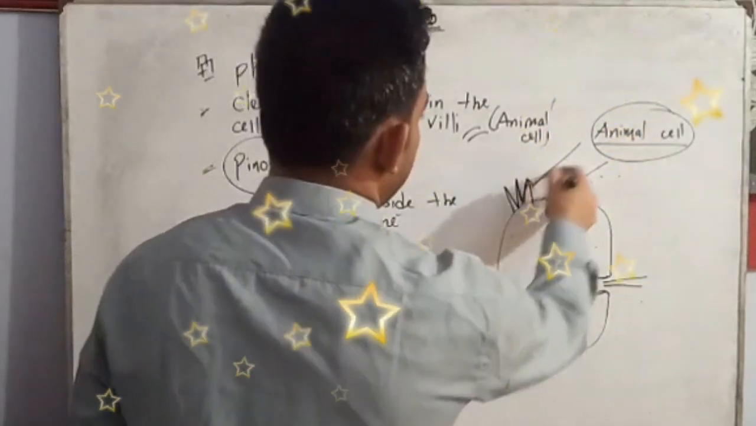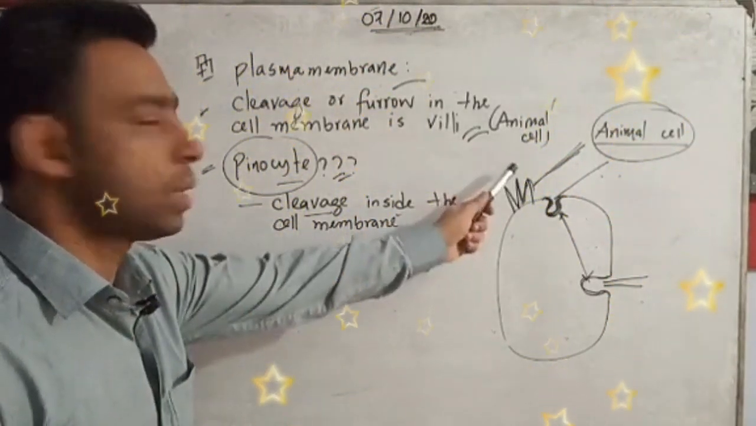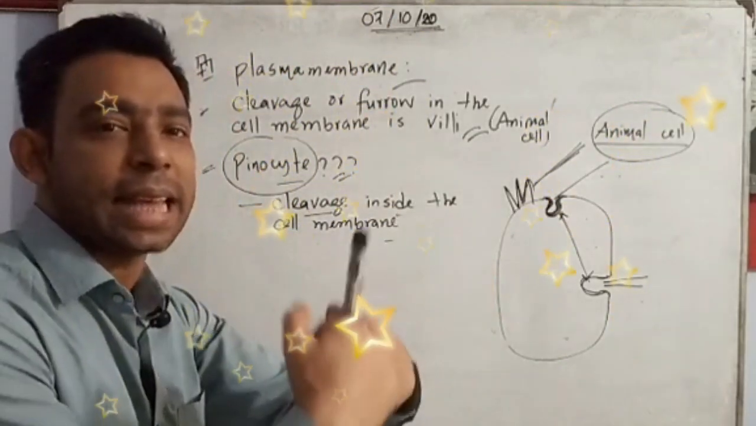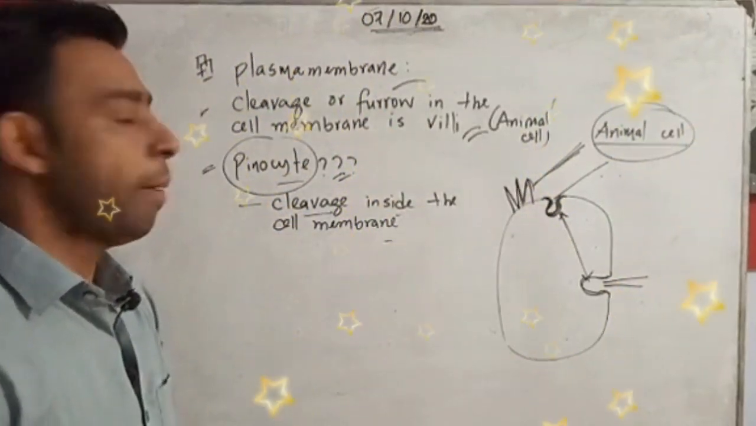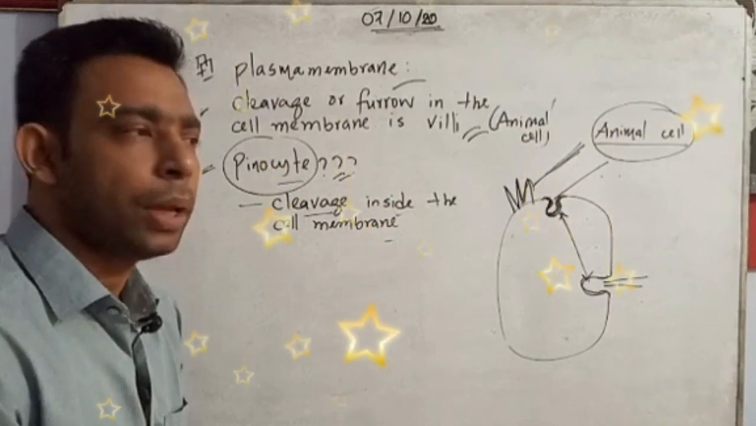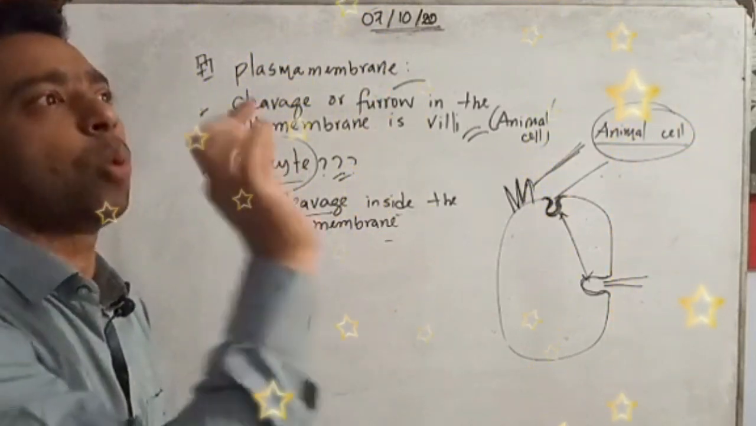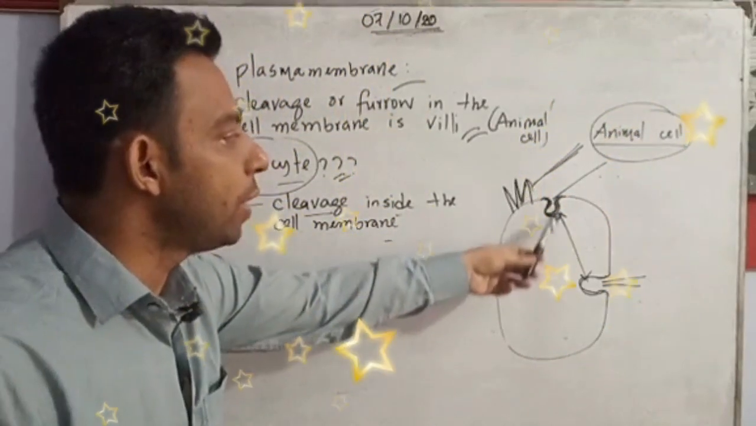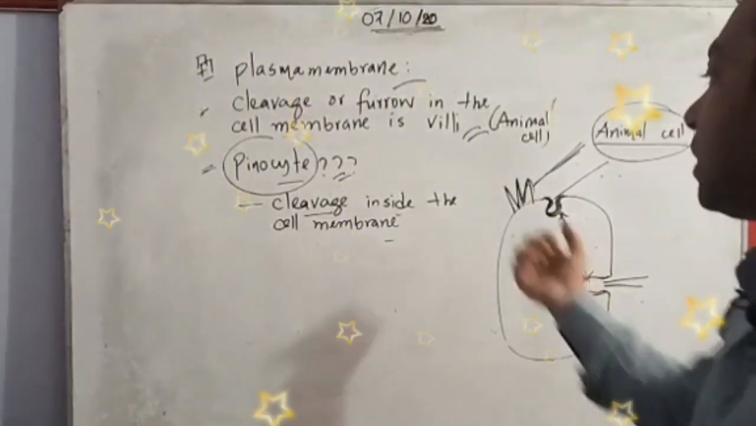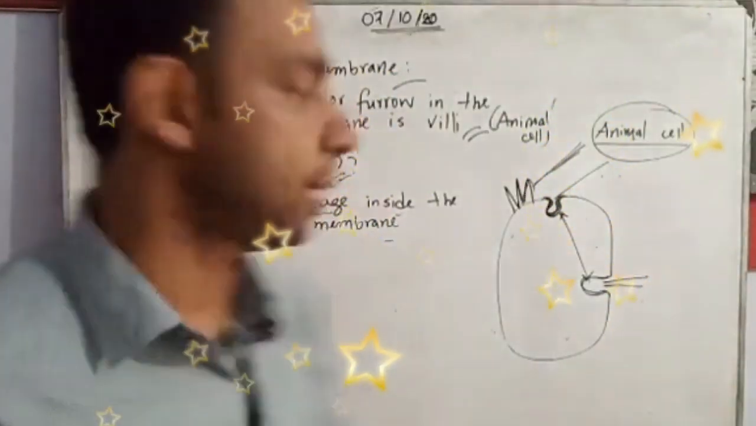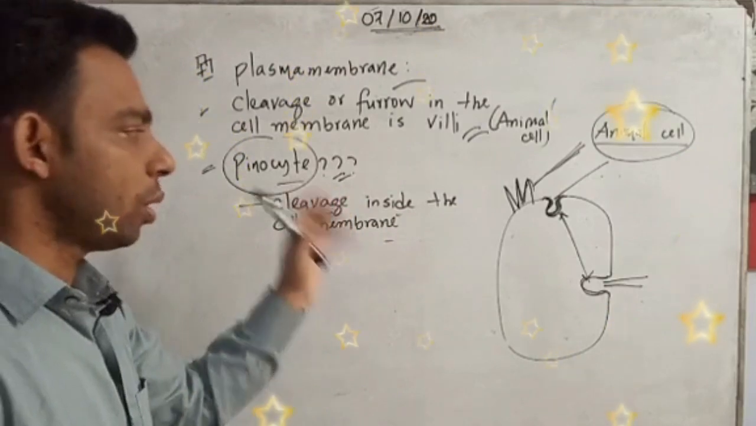All of these things we see mostly in the animal cell. The villi is found in the animal cell as an outside finger-like structure, or it goes inside making a cleavage or furrow. But if asked for 1 mark, what is pinocyte? We may not know the word because we are not connected to it in the book, but I make you understand: when the cleavage or furrow is found inside the cell membrane, we say these cleavages or furrows are termed pinocyte. I hope you know this one well, my dear students.